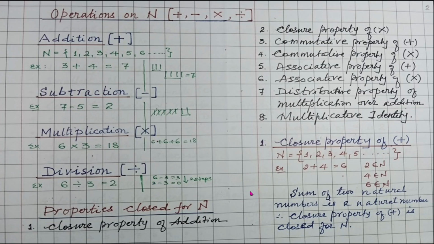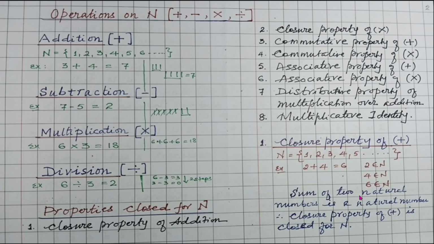Before we proceed further, let us understand the different properties of a set of natural numbers. The properties which are closed for a set of natural numbers are 8 of them, and we will be learning them one by one. So let us start with the closure property of addition. If you take the set of natural numbers, N is equal to 1, 2, 3, 4, 5 and so on, and take any two natural numbers 2 and 4, when we add we get 6. 2 belongs to N, 4 belongs to N, 6 belongs to N.